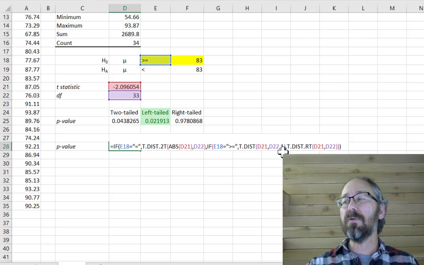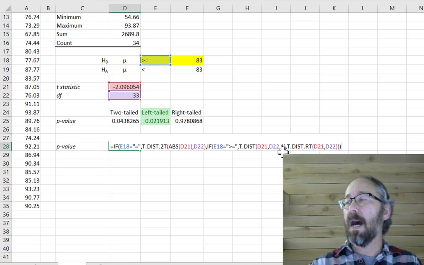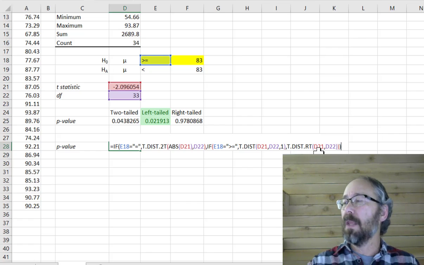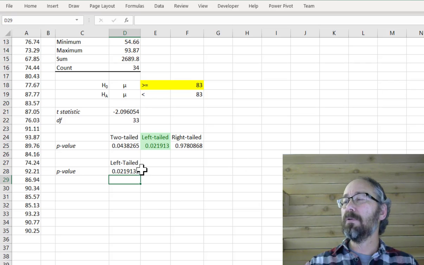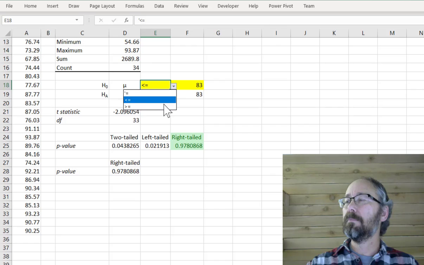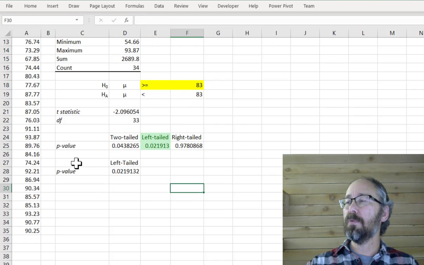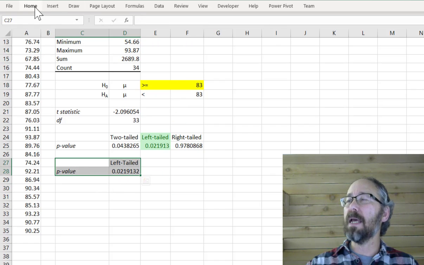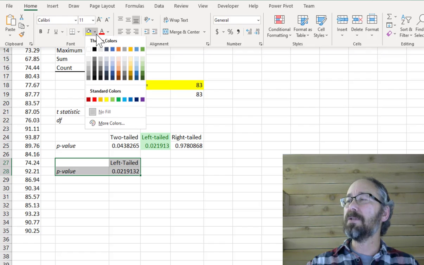And then if it's not either the equal or the greater than or equal to, then it must be the less than or equal to, and I don't have to test for that. I can simply plug in my last test, which is the right-hand test, and do the function for that. So now these values should match when I change my symbol up here. And indeed they do. Okay, so we'll highlight these to mark these as our final answer.